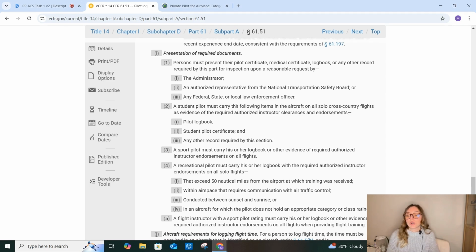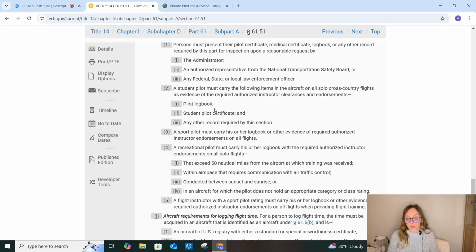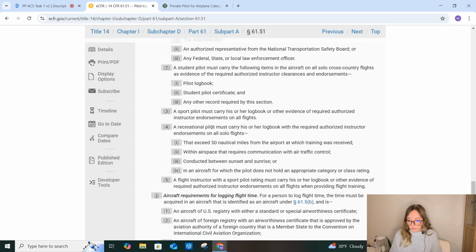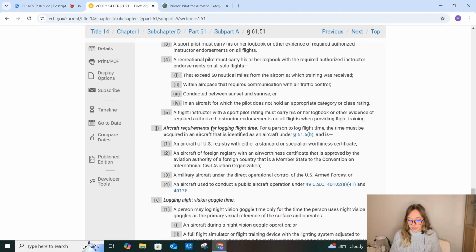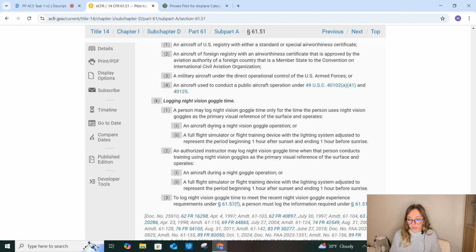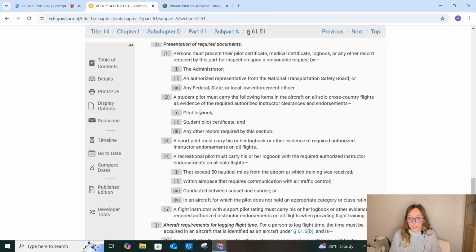And then it says what you need to show those people. So your logbook, your student pilot certificate. I also like to say your medical certificate. I think that's applicable here. You need a medical certificate in order to fly. It's also good to have any other documentation that you have on you, but I would say it's your pilot logbook, your student pilot certificate, your medical certificate.